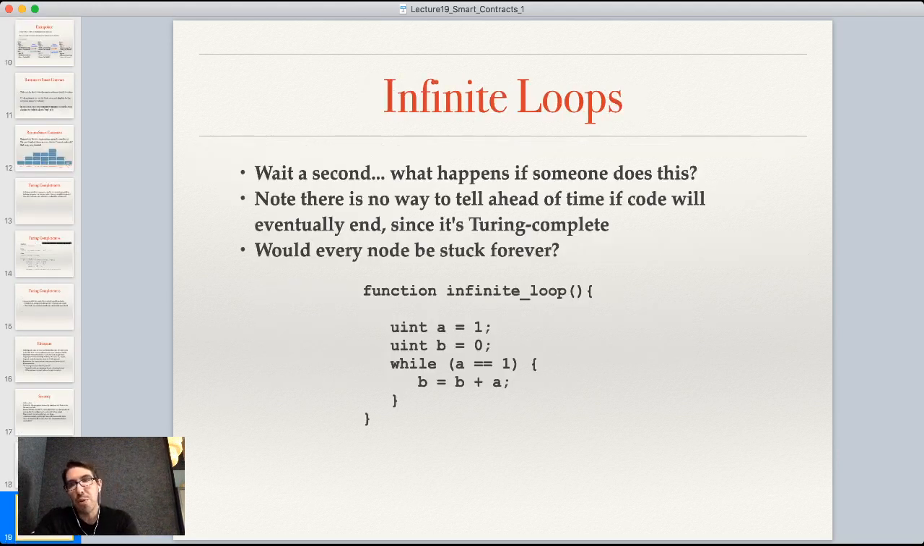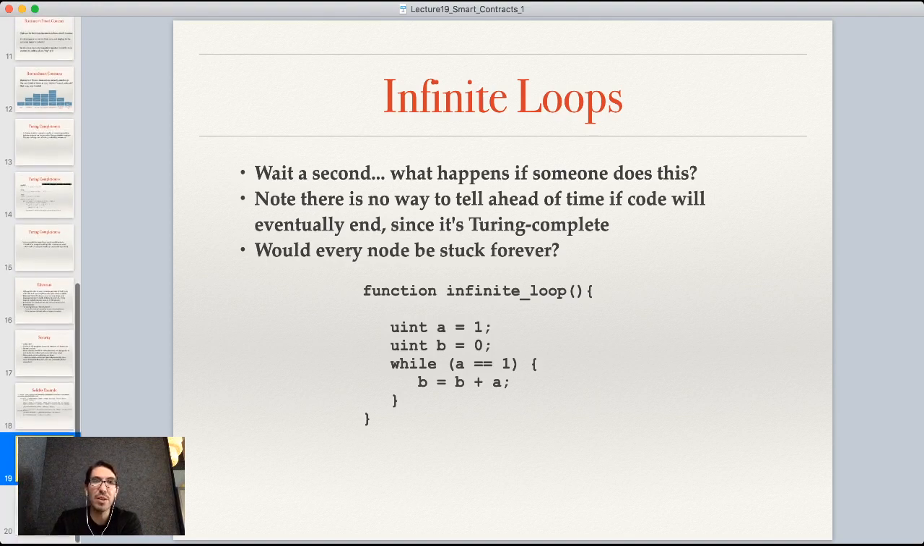But if you're a programmer and you know that this is Turing complete, then you may think, well, what happens if I do something like this, right? I have an infinite loop where, while a equals 1, b equals b plus a, I never actually update a, so a will always be equal to 1. So does this mean that every node is going to be stuck forever, just constantly running this infinite loop? And the answer is no. There is a solution to this.